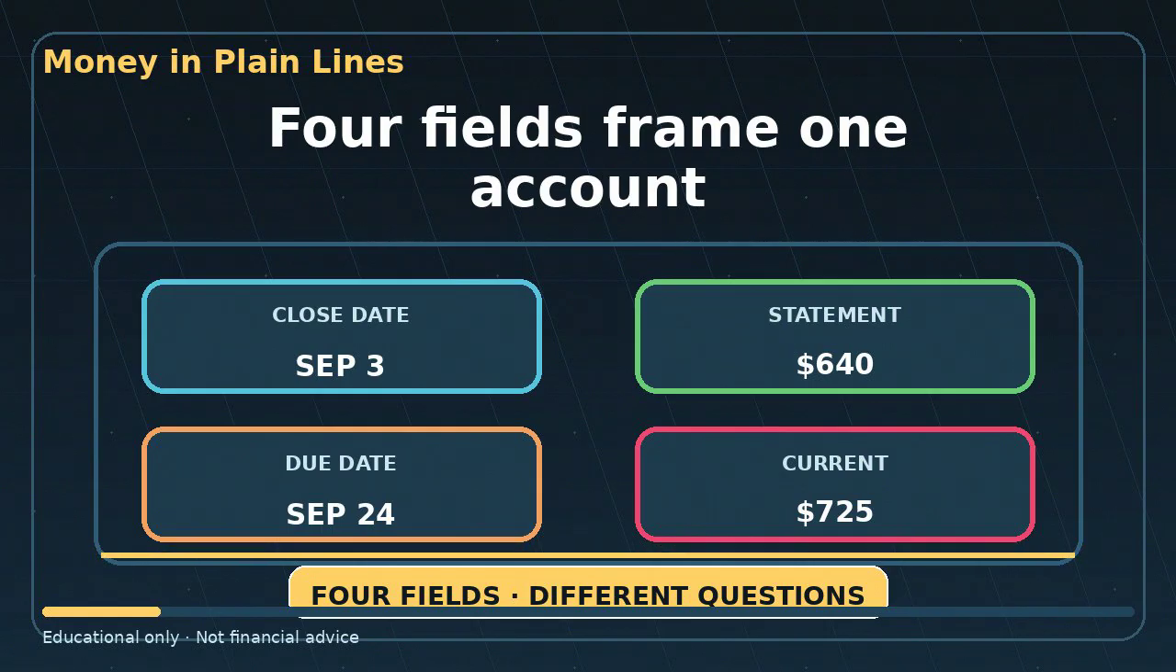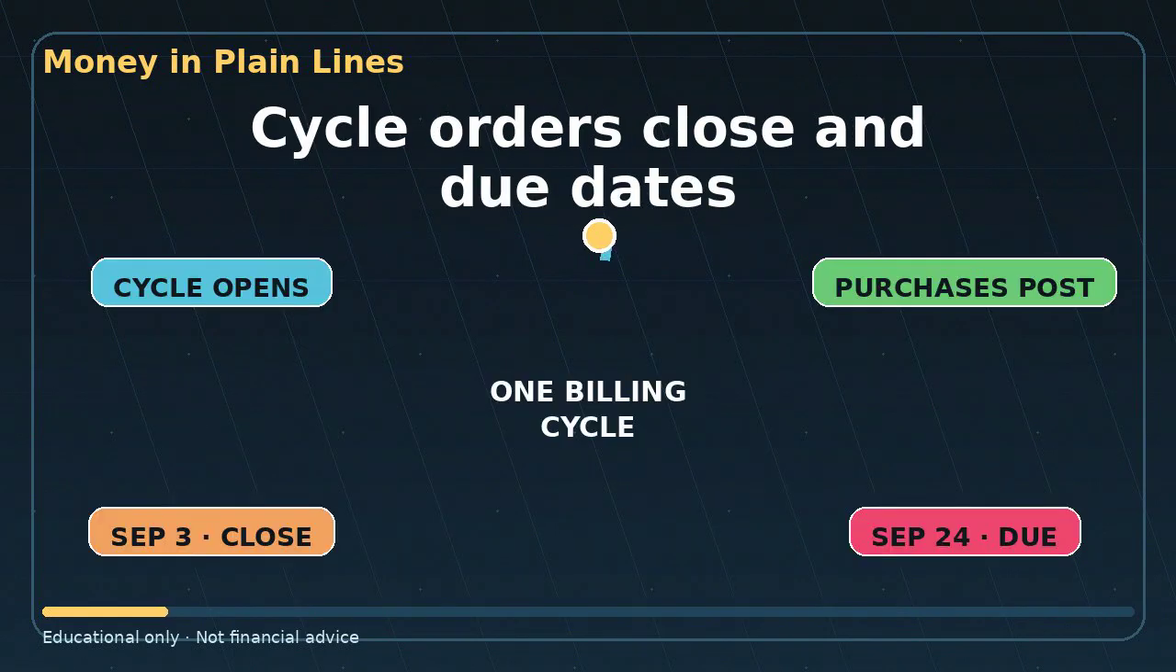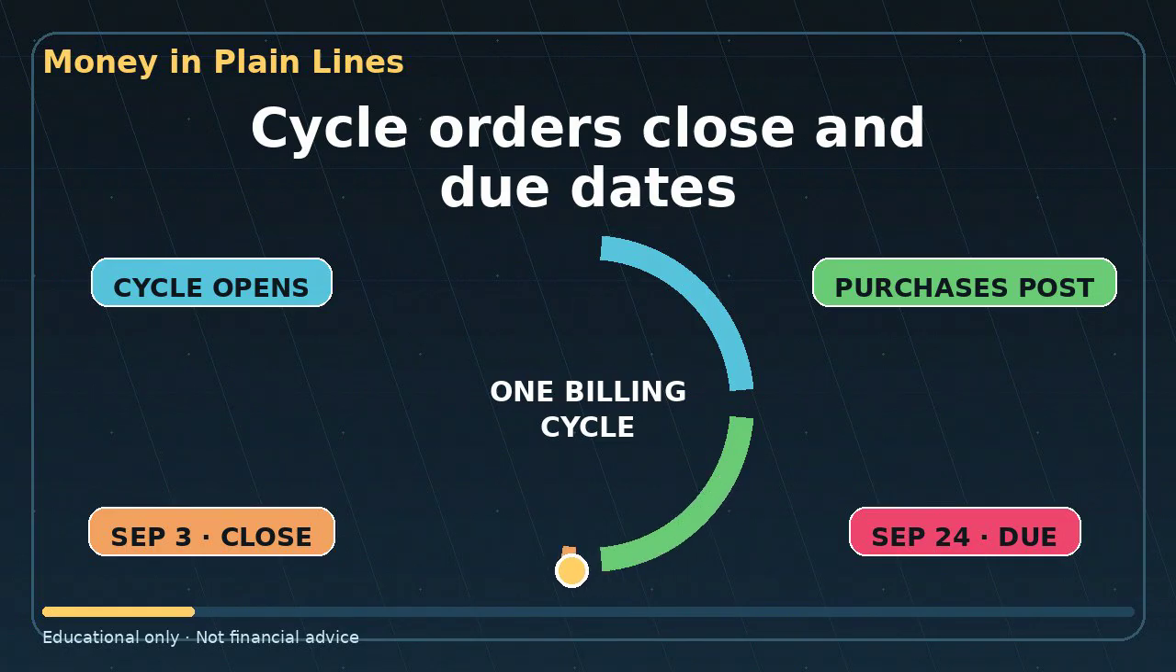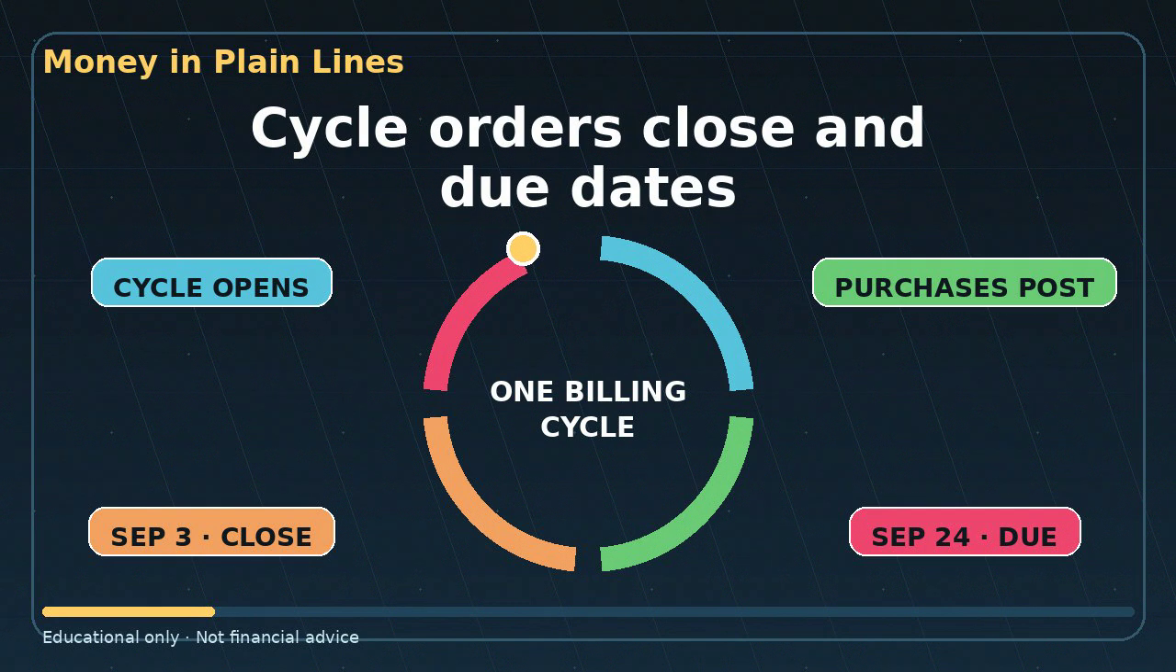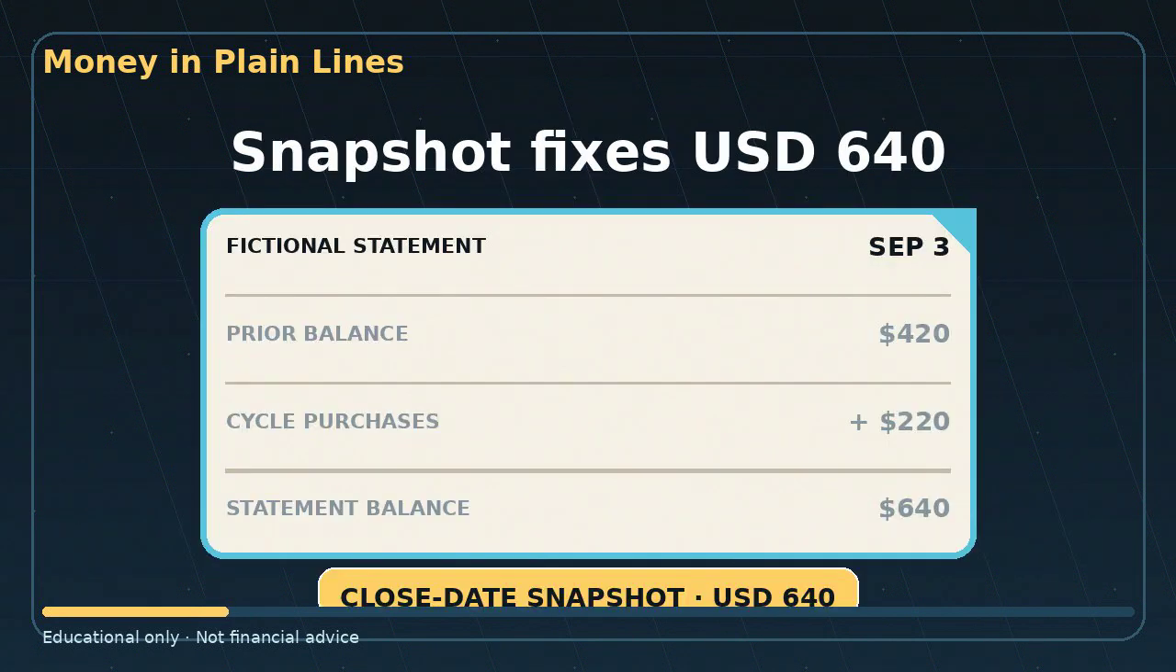In this invented cycle, the account opens, purchases post, the statement closes on September 3rd, and the payment due date is September 24th. The circular cycle scene gives those events an order without treating the close date and due date as the same event. At the September 3rd close, a fictional statement page records $420 carried into the cycle and $220 of posted cycle purchases. Those two displayed lines total a $640 statement balance. The page is a frozen close date document. It describes what the fictional account included at that specific cutoff.